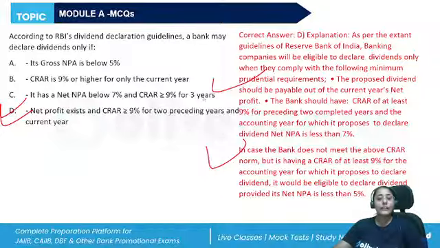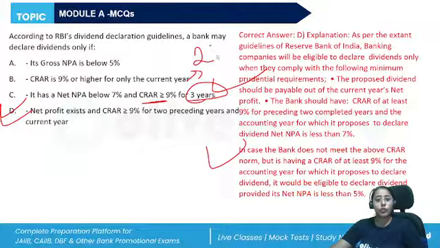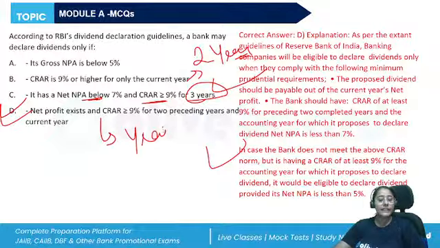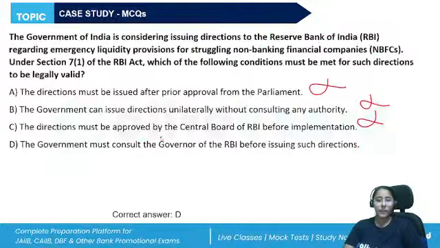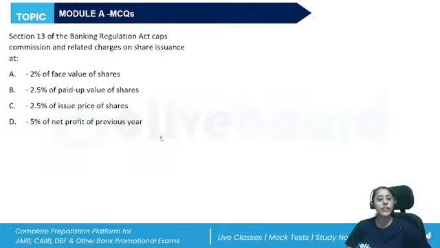No, it is not for 3 years. C will not be true because the CRAR is to be applied for the preceding 2 years, and the net NPA should be below 7% for that year in which the bank is declaring the dividend. That is why D is correct, not C. All right. Now answer this question.